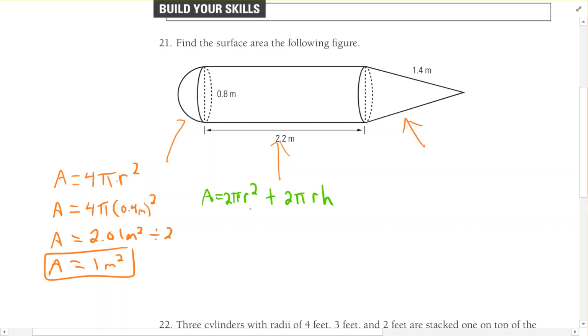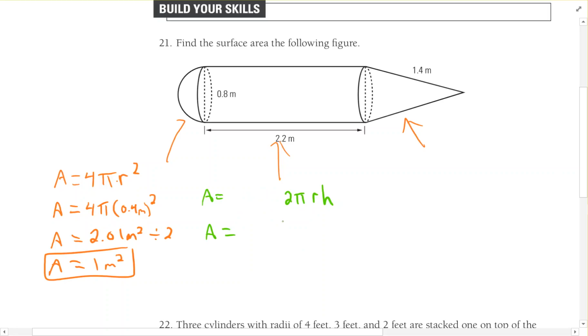But then let's think about it for a second. This 2 pi r squared part of our equation was for the circles on the end, right? Pi r squared is the area of a circle. The 2 happens because there's 2 of them. So we don't need those at all, because we're not taking the surface area of the inside of the shape. We can just take this part right out. So all we need is this part of the equation. Area is equal to 2 pi r h.